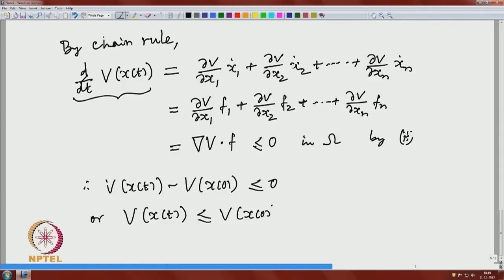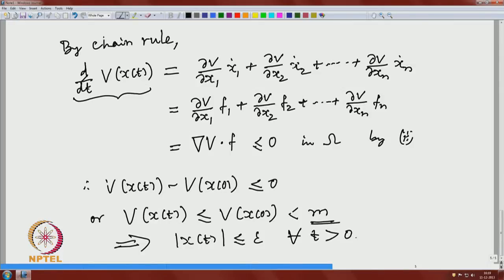And remember x(0) is chosen within that ball of radius delta, and by our choice this is less than m, and m is the minimum on the sphere, mod x equal to epsilon. That proves that mod x(t) is less than or equal to epsilon for all t. And that completes the proof. So, stability is one part. Stability is easier. So, now let us go to the second part.